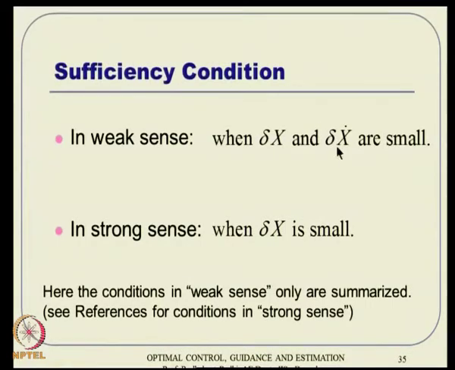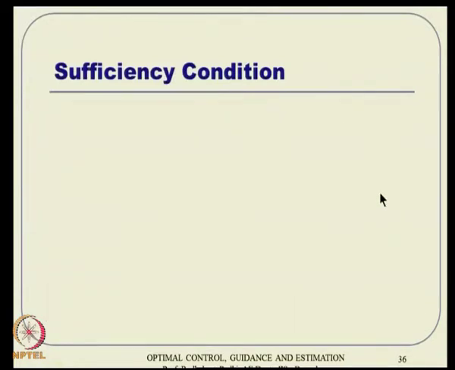So, just a very quick summary, there are two ways of doing things. One is in the weak sense, the other in the strong sense. When somebody talks about the weak sense, we talk about variations of delta x and delta x dot, both being small. In the strong sense, only delta x is small, whereas delta x dot can be large. So even if that can be guaranteed, that is called strong sense, and if both happen to be small and you still guarantee the optimality, that is called weak sense. We will talk a little bit about a summary of the weak sense. Strong sense I will leave for self reading.